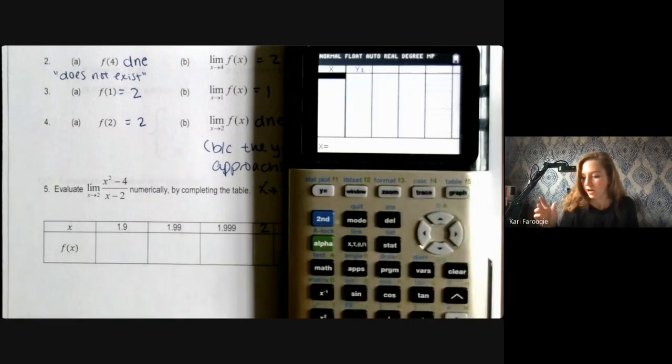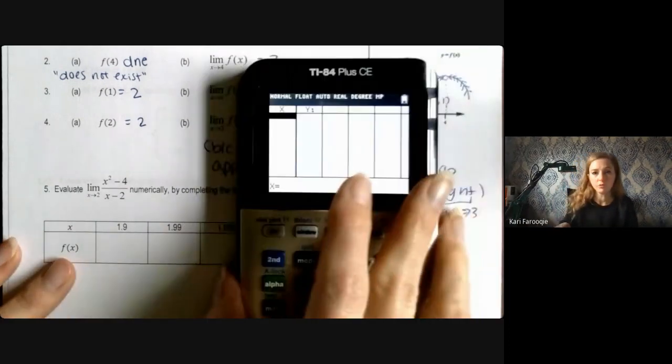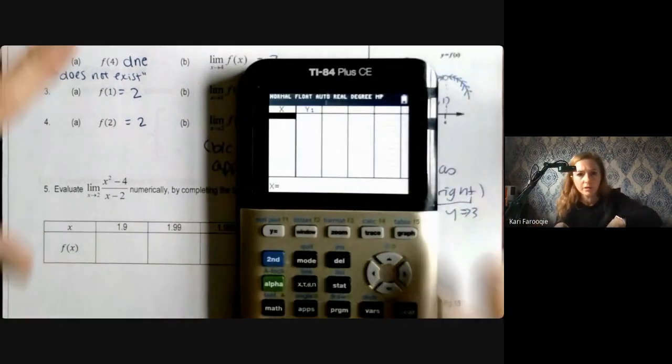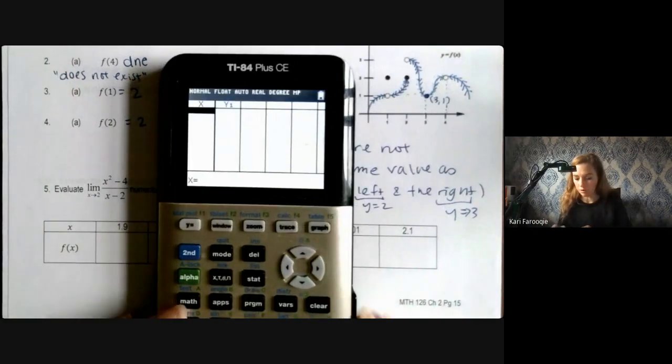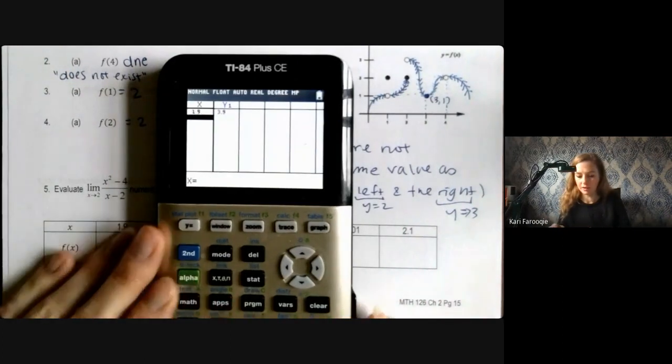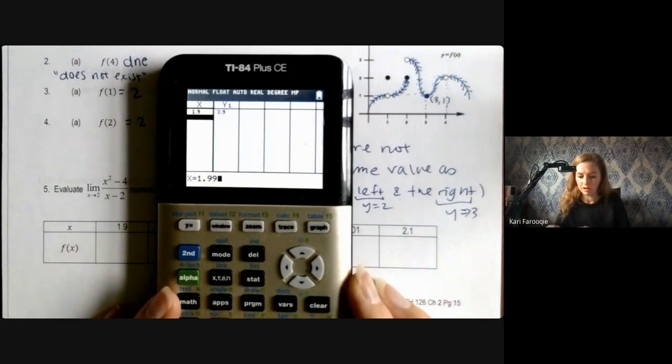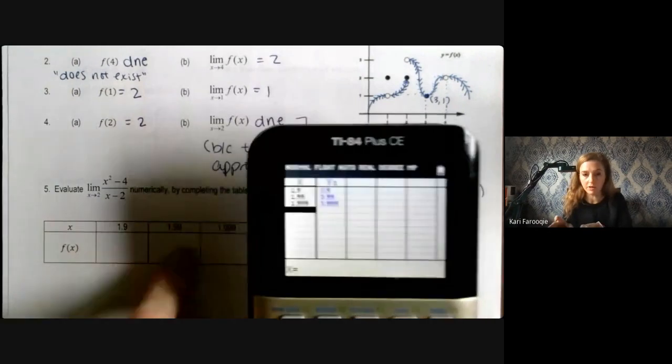So second graph, and it's going to give you a blank table now if you've just set this way. Sorry, I'm going to have to redo my focus to focus on the calculator, but maybe if I put it in the middle somewhere. So the x values I want to look at are 1.9 and 1.99 and 1.999. So these are the three that are on the left.